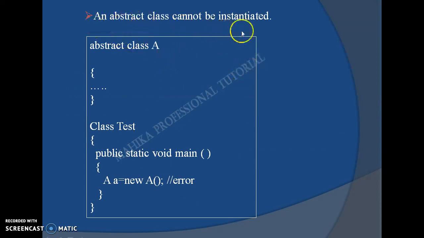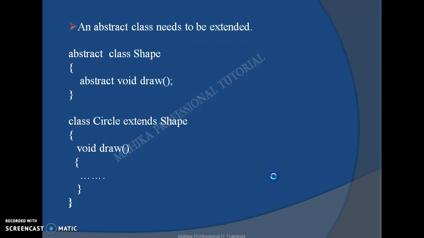Next, an abstract class cannot be instantiated. That is, when we create a class as abstract, such a class cannot be used for instantiation. We cannot create an object of that class because that is an incomplete class. If you try to create any object of your abstract class, you will get a compilation error. An abstract class needs to be extended. That is, we create the subclasses for an abstract class which override or provide the implementation of all the abstract methods of that abstract class.